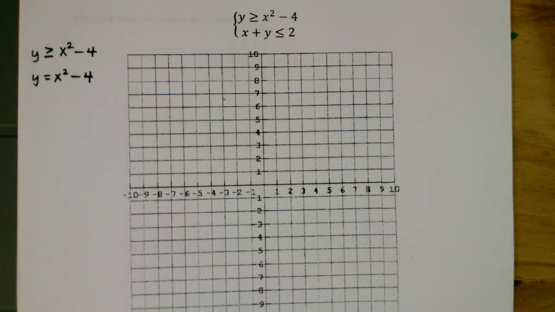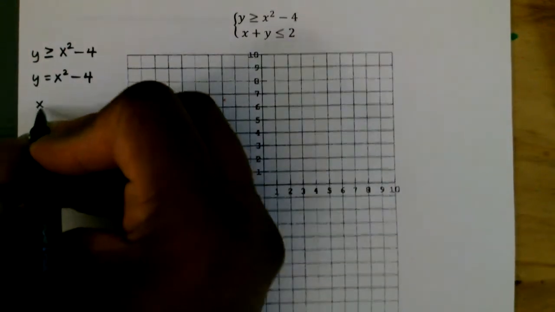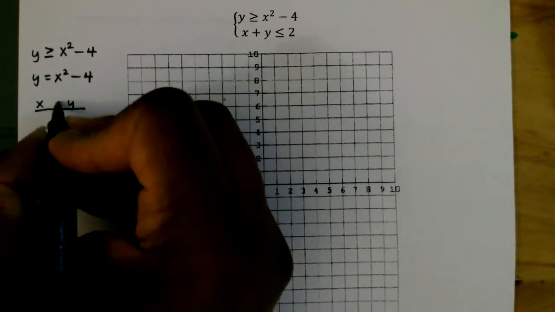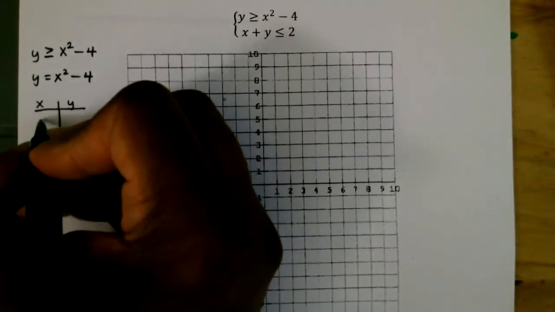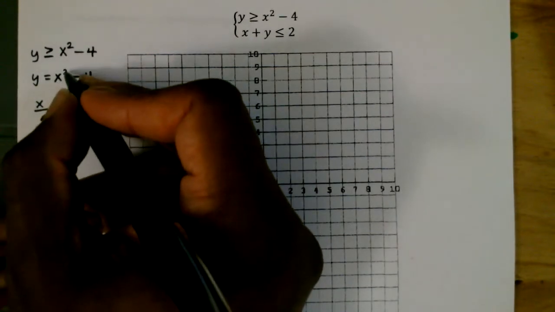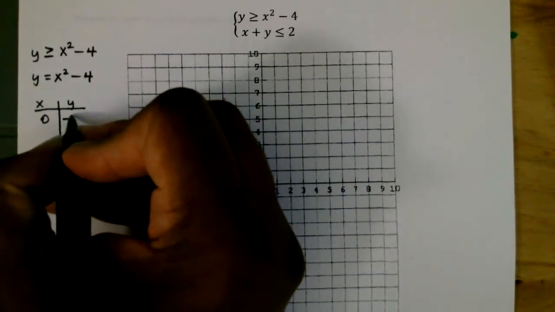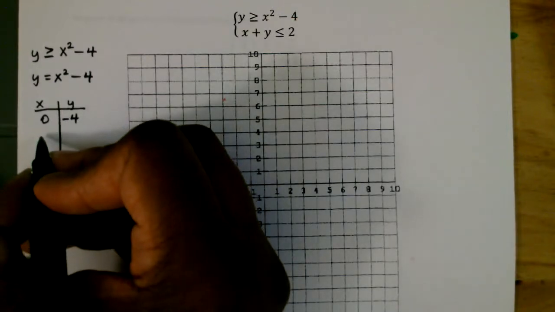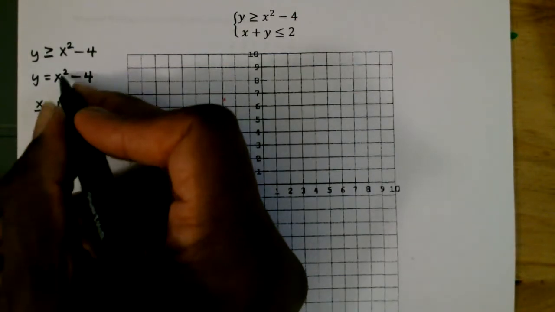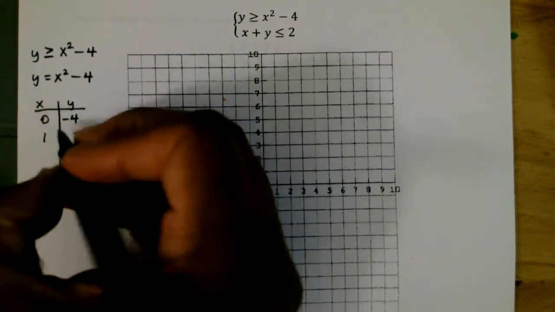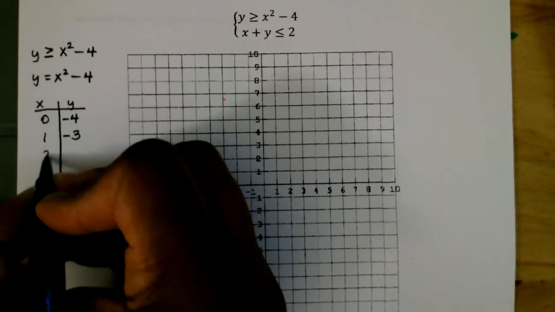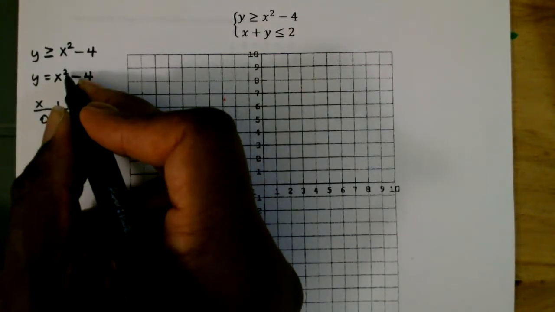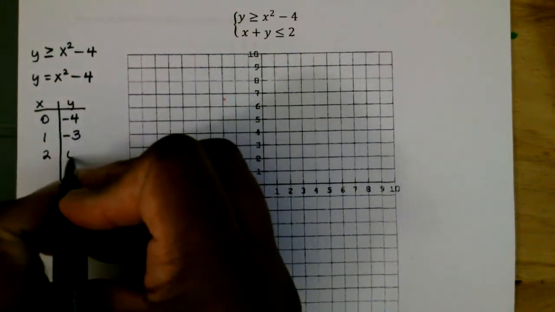So another graph of this would be in the shape of what we call a parabola. And basically what I can do here is just create an XY table and just pick some values of x. For x is 0, this will be 0 squared, that's 0, minus 4, which will be negative 4. For x is equal to 1, 1 squared will be 1. 1 minus 4 will be negative 3. For 2, 2 squared, or 2 times 2, will be 4, minus 4, which is 0.